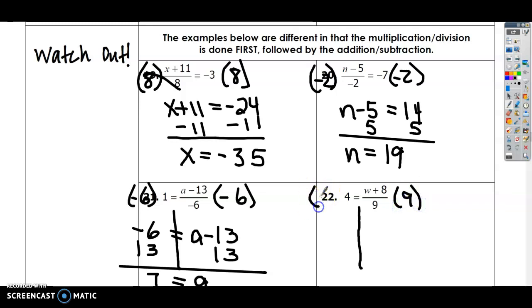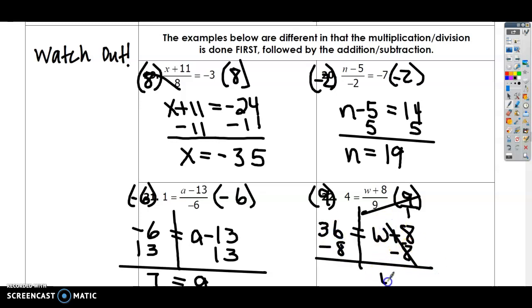All right, so multiply by the denominator, which is 9. That's the same as 9 over 1, so top and bottom cancels. W plus 8 comes down, and 9 times 4 gives me 36. I'm going to subtract 8 from both sides. W equals 36 minus 8 is 28. All right, again, you can plug it in and check it.